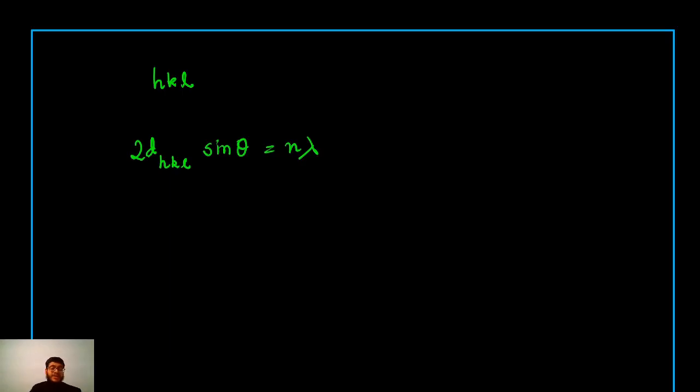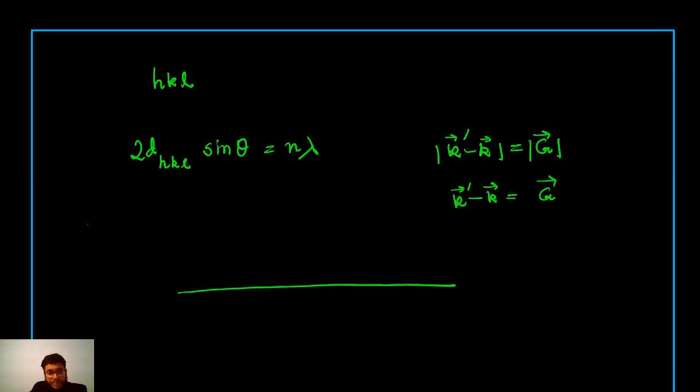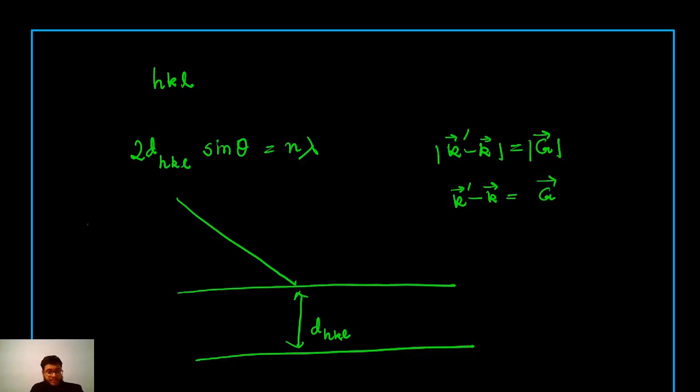Okay, and now we are going to go to the Laue condition. What was the Laue condition? k prime minus k equals g, or even without this sign we can write k prime minus k equals g. Now let us draw again the interplanar spacing. So there are two planes. This is d_hkl. Rays are coming, and also rays are going like this, right?